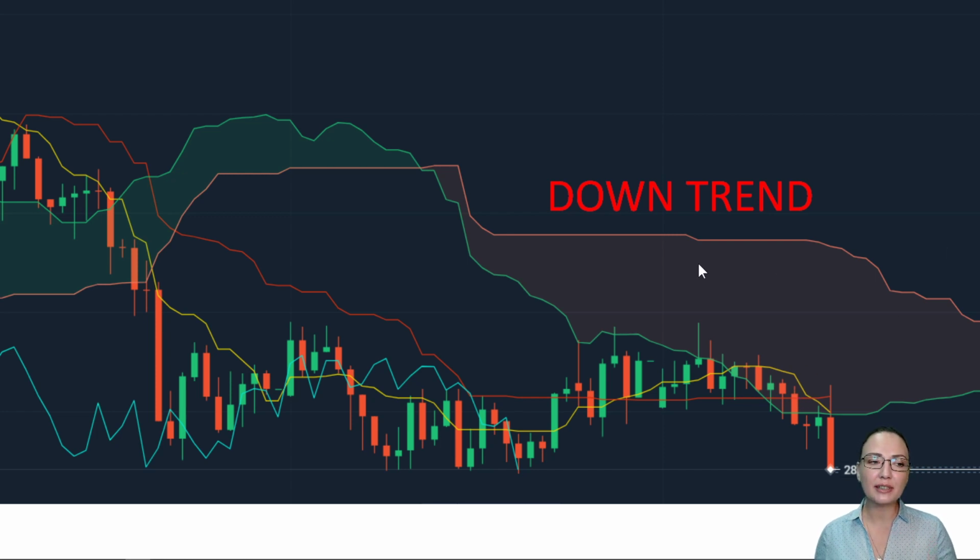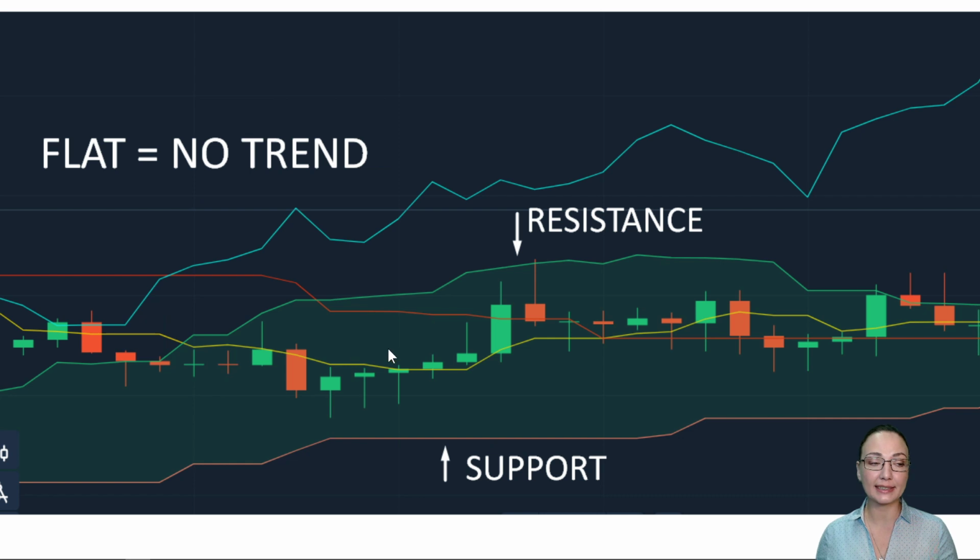Now, it is generally not recommended to trade when the price is inside the cloud because this may mean that we are in a flat. The market is not trending and the price is moving sideways. But during such times, we can use the top of the cloud as resistance and the bottom of the cloud as support. Now let's talk about some signals.